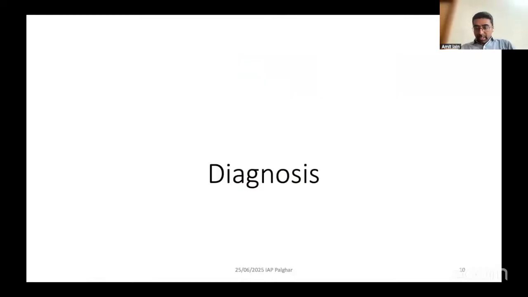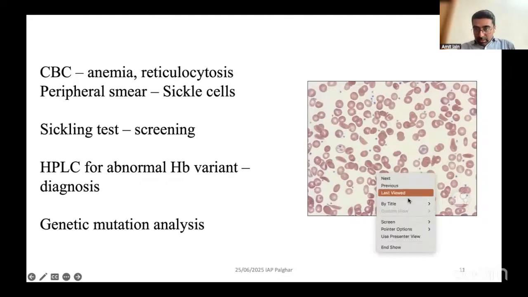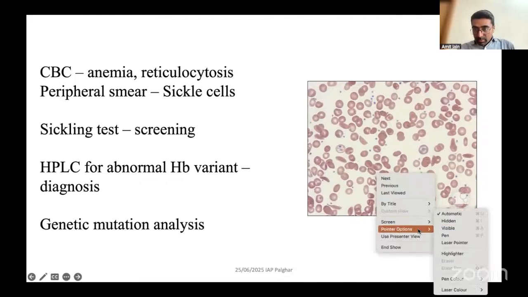Now moving to the diagnosis. For diagnosis of sickle cell anemia, we first send a complete blood picture, which shows anemia with reticulocytosis. There could be some icterus or jaundice in investigations. On peripheral smear, if the patient has sickle cell anemia or sickle cell disease, we can find sickle cells in these patients, like shown in this.